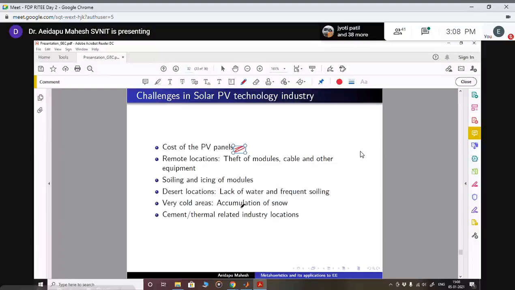In cold areas, again, snow is going to be a problem, and in cement and thermal related industry, there will be a lot of dust in the air in the nearby areas of cement and thermal areas. So there also a lot of soiling is going to occur on the PV panels.